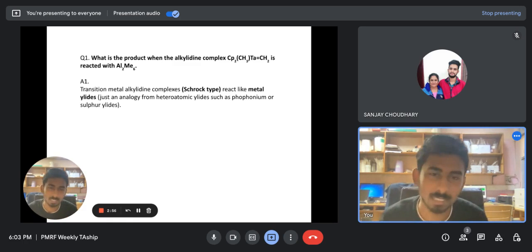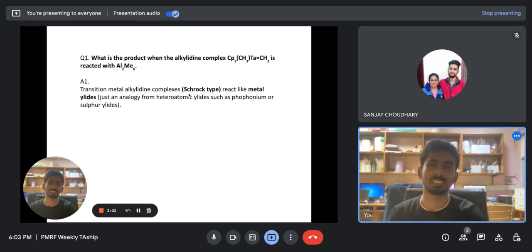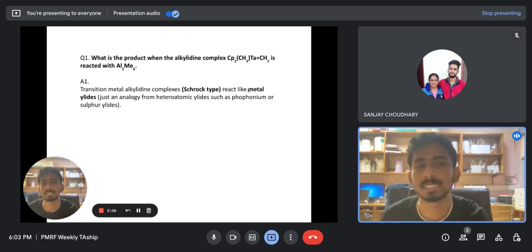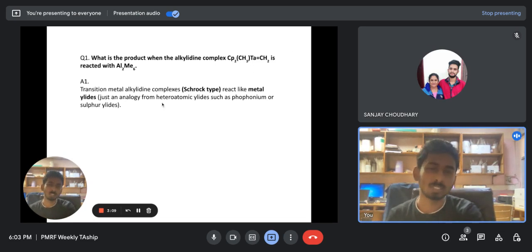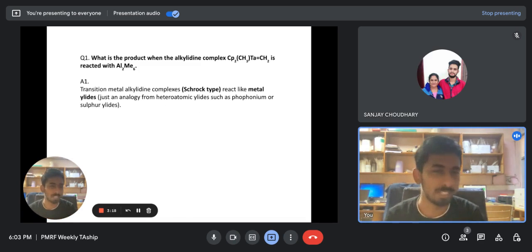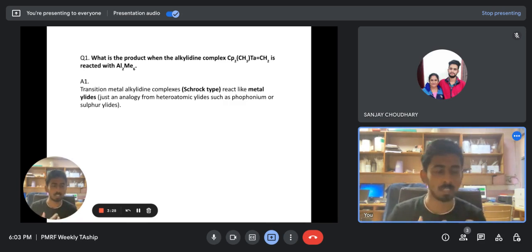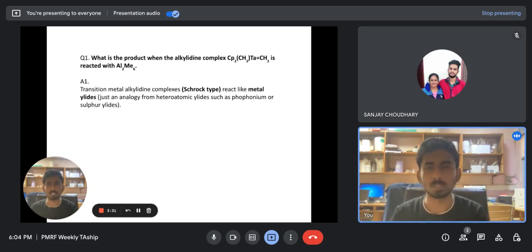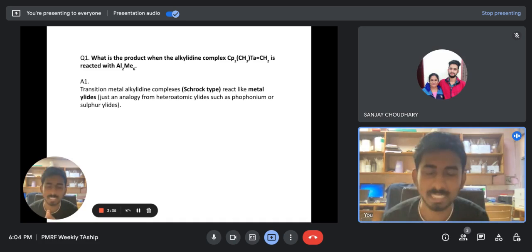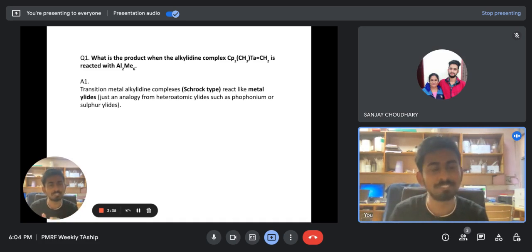Now what happens when these two are reacted? It is written here that this is a transition metal alkylidene complex, a Schrock type, which reacts like metal ylides. This is an analogy from heteroatomic ylides such as phosphonium or sulfur ylides, where a heteroatom is bound to a CH2 or methylene moiety. Sulfur ylides are S+ CH2-, and phosphonium ylides are P+ CH2-. Such molecules are called ylides, where electron density is shifted towards the carbon atom and dragged from the heteroatom.